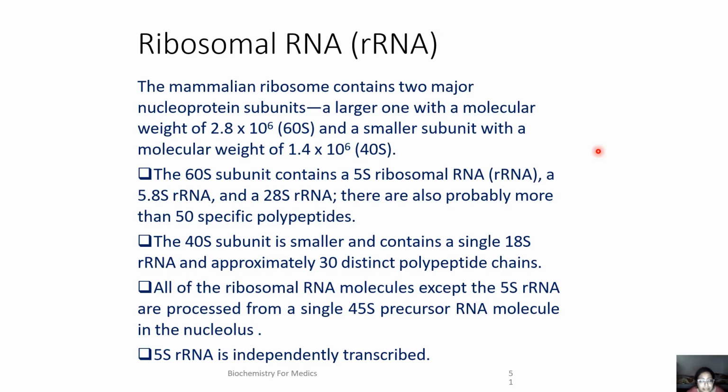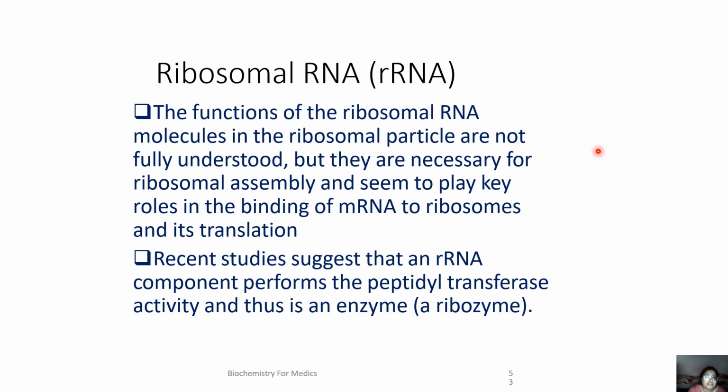All of the ribosomal RNA molecules except the 5S rRNA are processed from a single 45S precursor RNA molecule in the nucleus. 5S rRNA is independently transcribed. So, ribosomal RNA. The functions of ribosomal RNA molecules in the ribosomal particle are not fully understood, but they are necessary for ribosomal assembly and seem to play key roles in the binding of the mRNA to the ribosomes and its translation. Recent studies suggest that the RNA component performs the peptidyl transferase activity and thus is an enzyme.